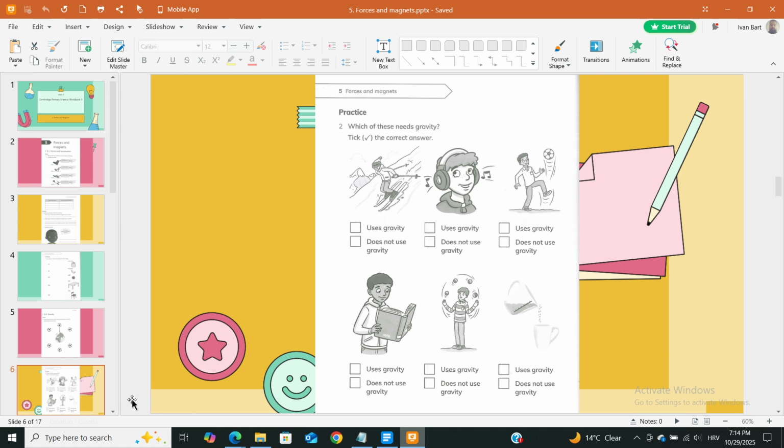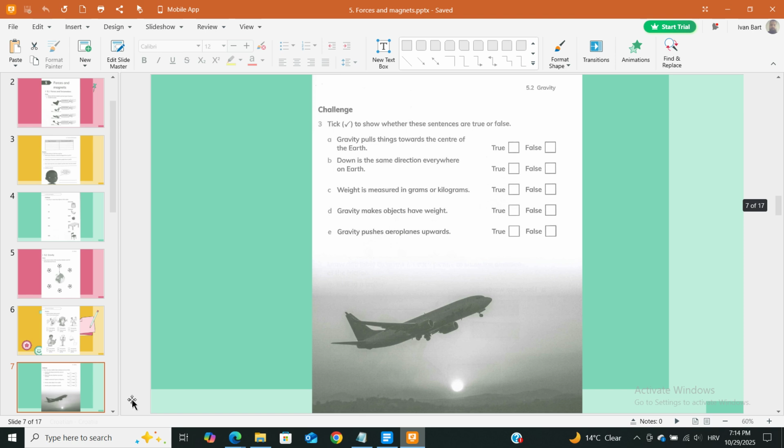Uses gravity. Does not use gravity. Challenge. 3. Tick to show whether these sentences are true or false.